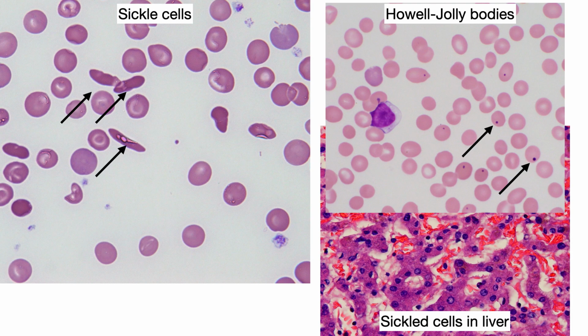So here are some things associated with it. To the left, these are sickled cells, you can see at the arrow. To the right, what those are is Howell-Jolly bodies. Howell-Jolly bodies are characteristic of, most commonly it seems, post-splenectomy. A lot of people have splenectomies who don't have sickle cell.